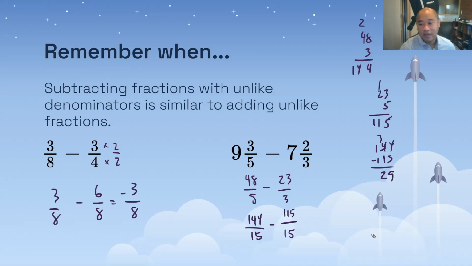Okay, 144 minus 115 is 29. Am I right there? I hope I am. 29 over 15. Can you reduce that? No, I don't believe you can. Okay. Or you can write that as 1 and 14 over 15. Either answer works.